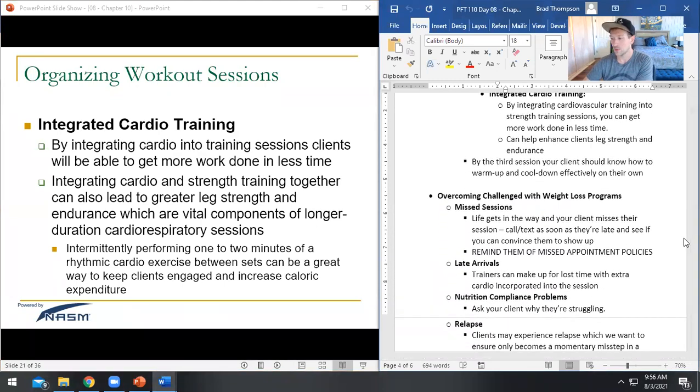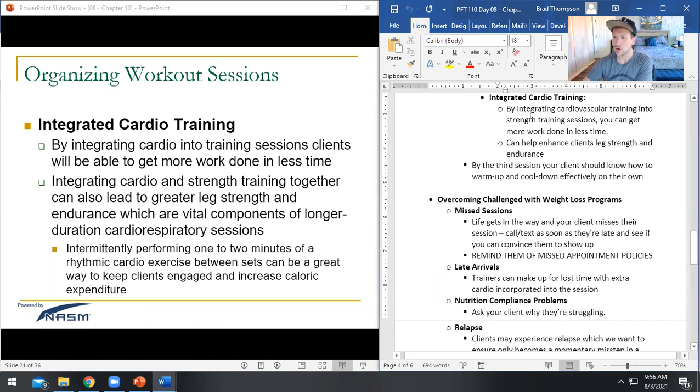We're also going to do something kind of similar when it comes to cardio. So, integrated cardio. Integrating your cardio into your strength training sessions is a really good way to get a lot of work done in less time, rather than having to do cardio sessions on their off days. This is also a really good way to get a little bit of leg strength and start working on your client's cardiovascular endurance. So intermittently performing 1 to 2 minutes of cardio between sets can be a really effective tool at your disposal.